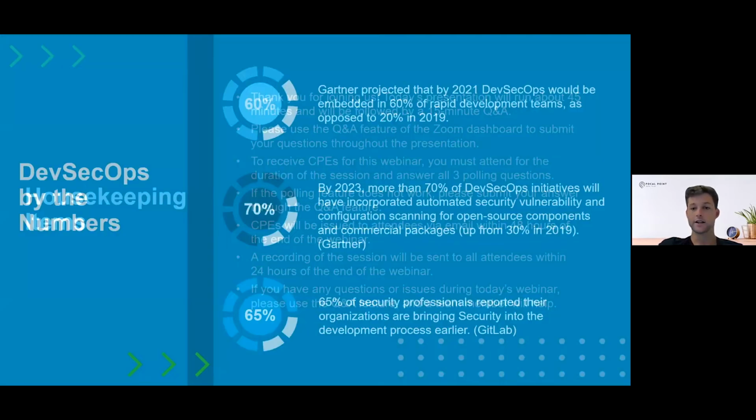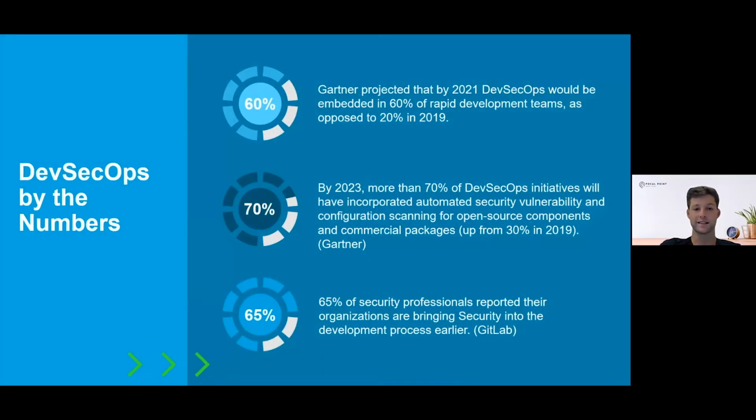All right, so let's take a look at a couple key statistics to go ahead and frame our conversation here. First of all, DevSecOps will be embedded in 60% of rapid development teams by 2021, as opposed to 20% in 2019. So if we think about that growth rate, rather incredible, 300% growth rate over 2 years.